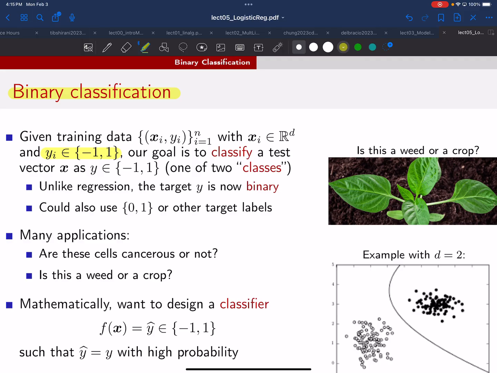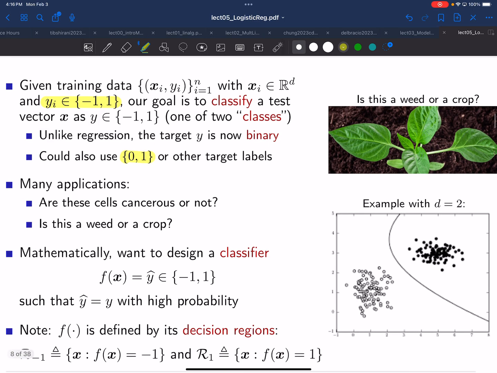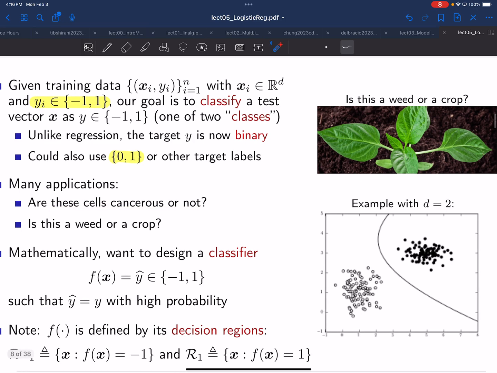Another common thing you'll see is if the targets are 0 and 1, or there's even other options, like with this data set was 2 and 4. Okay, so the point is that there's just 2 classes for y. And so we saw one example, are these cells cancerous or not? Another example could be like this. You get an image, you take all the pixels in that image, and you rasterize them to a vector, and then you want to know, is this a weed or a crop? And you code weed or crop with those 2 numbers. Okay, so many, many examples of this you can imagine.